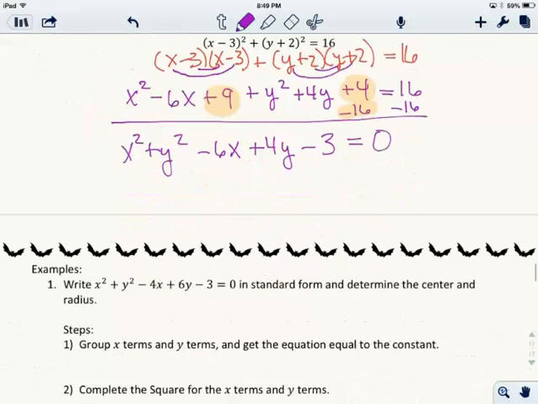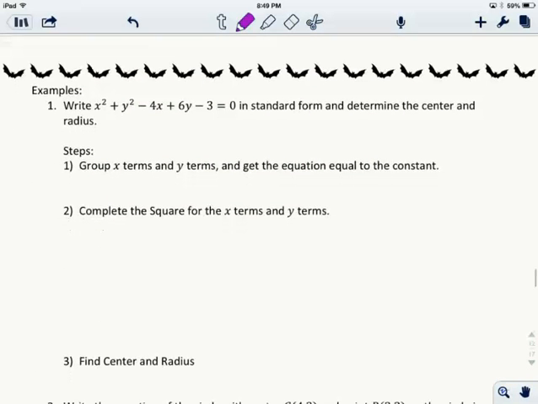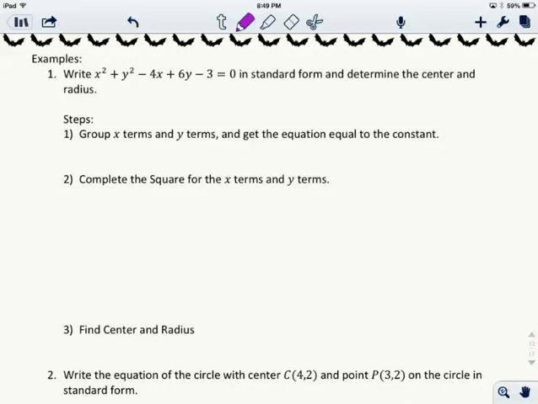Okay, moving on. For this next part of the example, it has us completing the square. I'm going to go through this part actually in class, so I'm going to skip through this example and go on to example 2.